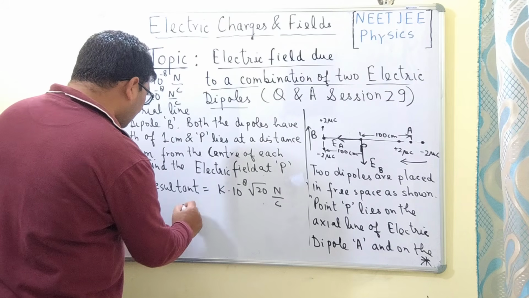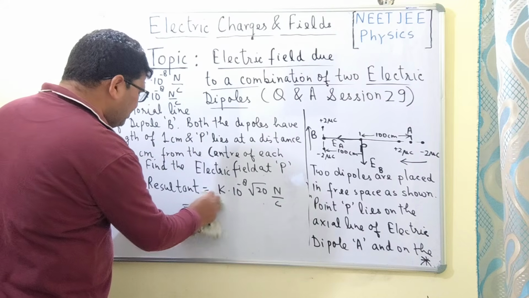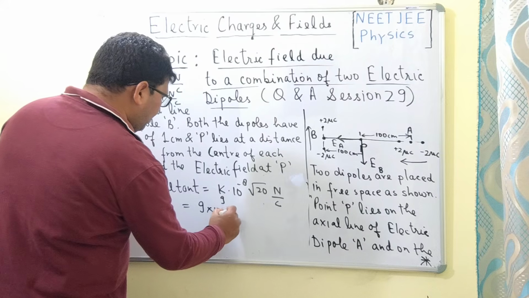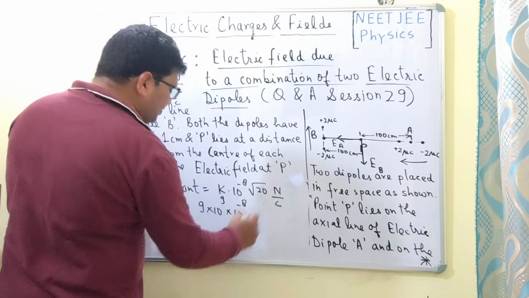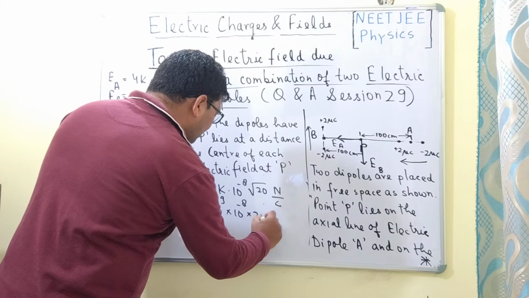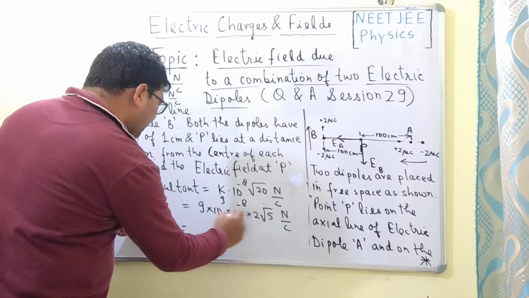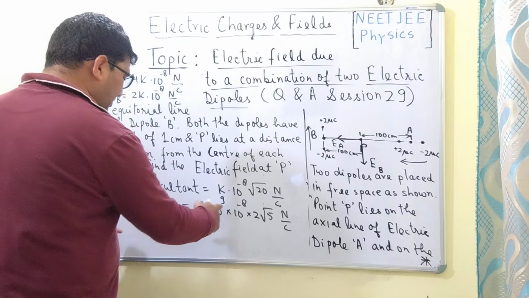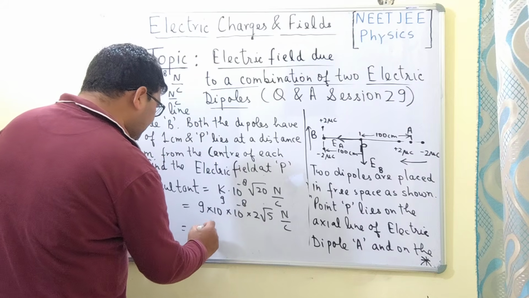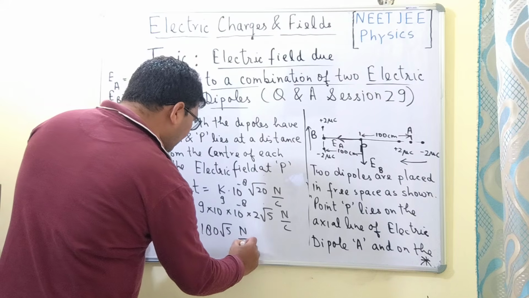This can further be simplified, where K is equal to 1 by 4 pi epsilon naught, which is 9 into 10 to the power 9. So this is 9 into 10 to the power 9 into 10 to the power minus 8, and root 20 can be written as 2 root 5 Newton per Coulomb. 9 into 2 is 18, and 18 into 10 is 180. So it is 180 root 5 Newton per Coulomb.